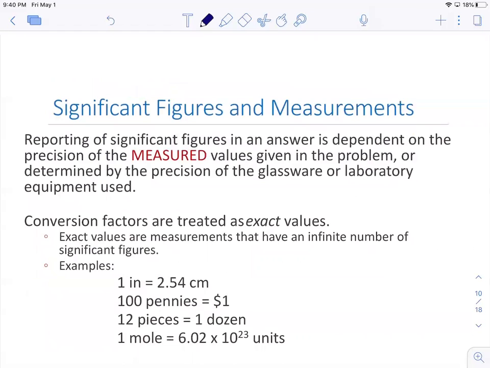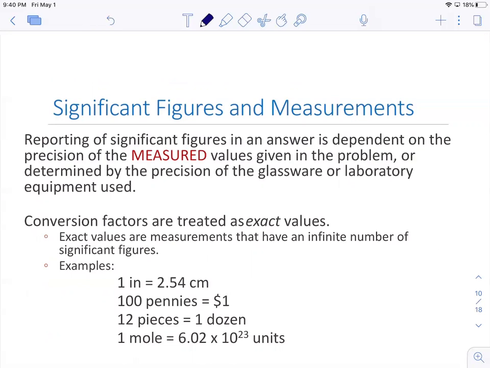Now, significant figures. These are very important for our lecture and our laboratory, because when we're reporting values, reporting answers, the units are important, that's important, but the actual number that we report can have accuracy and precision involved in it.